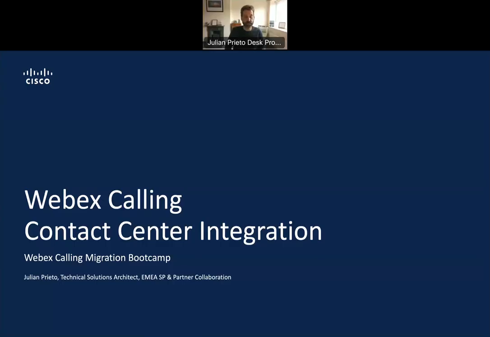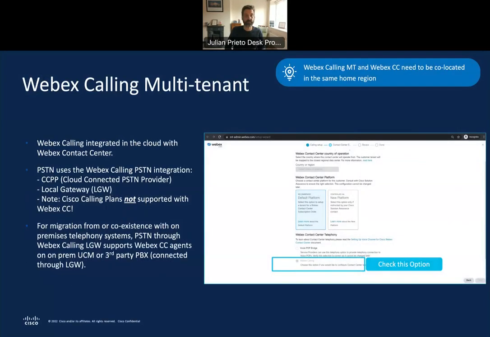In this module, I'm going to be talking about contact center integration with WebEx calling. First off, I'm going to cover WebEx calling multi-tenant, and in particular, I'm going to talk about WebEx calling integrated in the cloud with WebEx Contact Center.